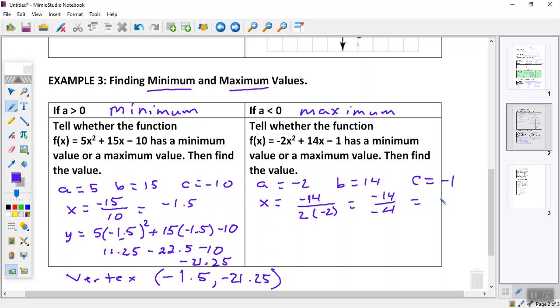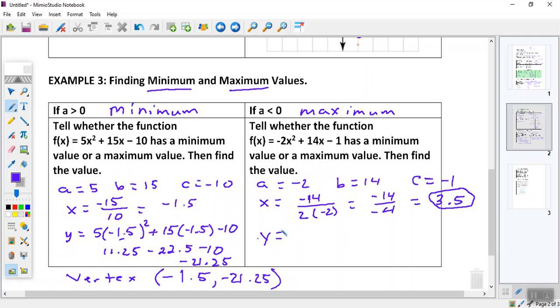Check me, but is that 3.5? Oh my gosh, it'd be positive, shouldn't it? So the x value is going to be 3.5. How do I use the x value to find the y value? Put it in there. Okay, help me out, kids.